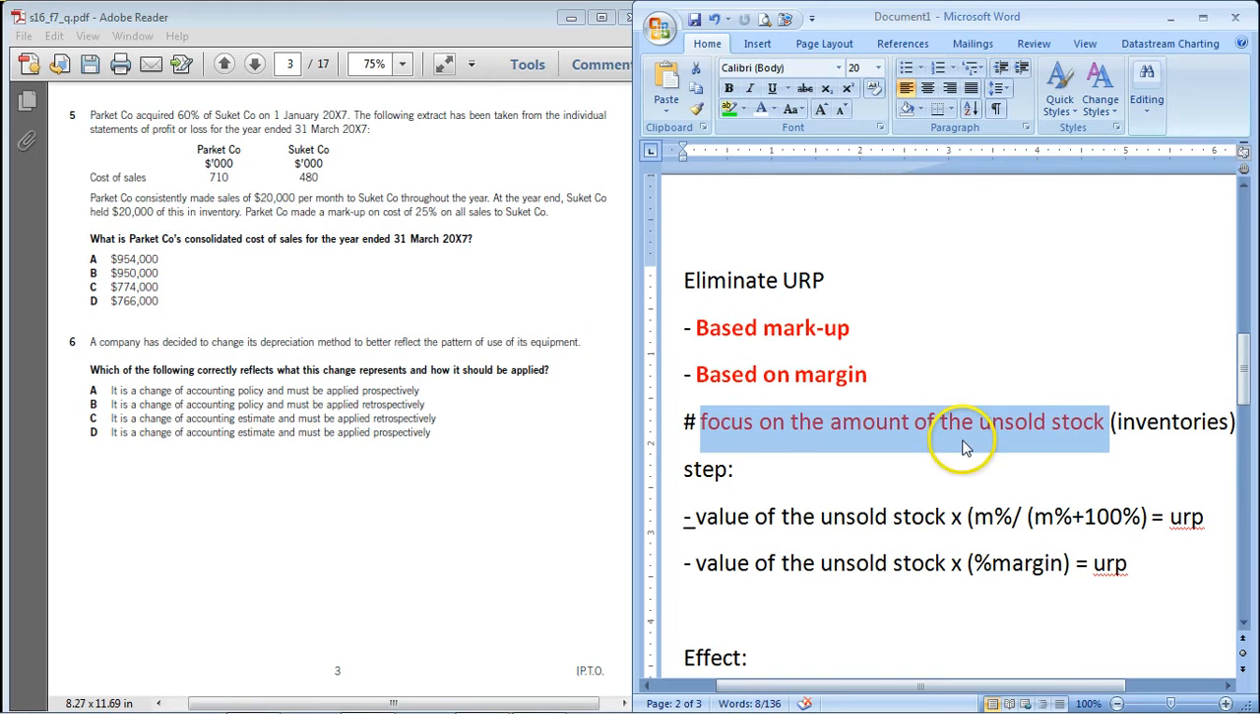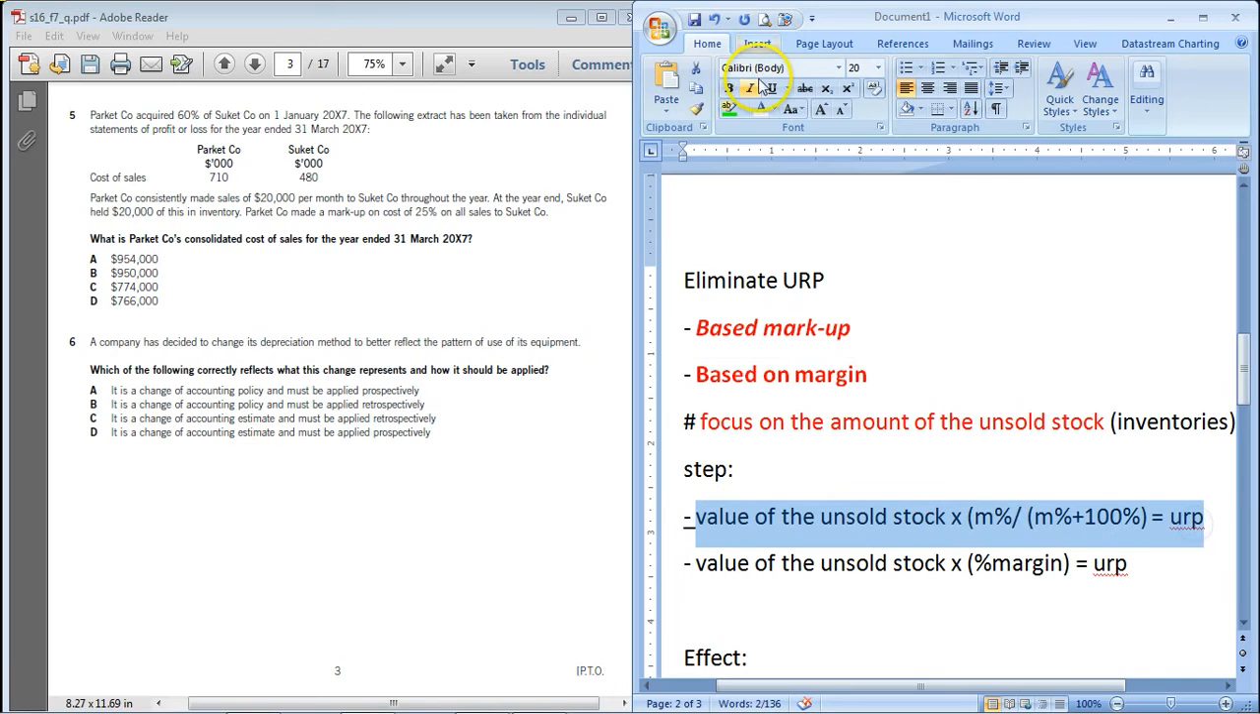All right, so what is the formula to find URP? You have two types of formula, and the question will tell you whether it is based on markup on cost or based on margin. If markup, you focus on the value of the unsold stocks, and multiply by the markup percent divided by the markup percent plus 100%. For example, if the question says markup 25%, it means 25% divided by 125. So you get your URP.